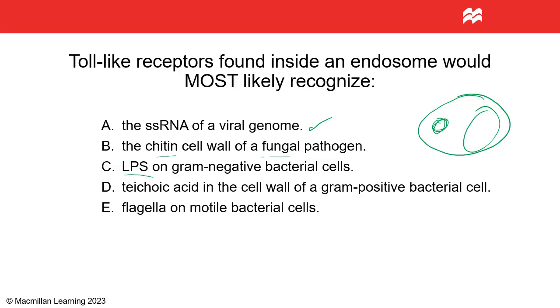LPS on gram-negative bacteria, that's on the surface of the bacteria, so it's not going to be detected by endosomal receptors. And same thing goes with that. Flagella on bacterial cells is also on the surface, right? Do you have any cells in the human body that have a flagellum? Yeah, what is it? Sperm. Would that be a problem if you have a PRR that detects sperm?